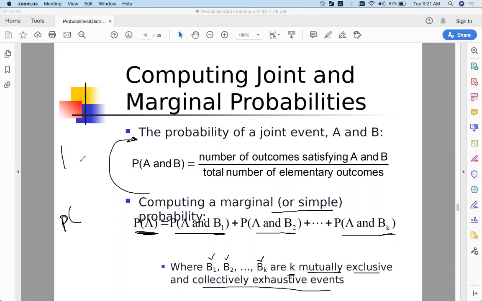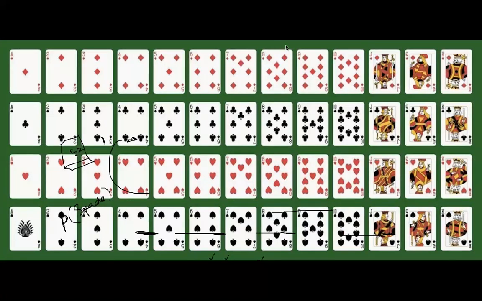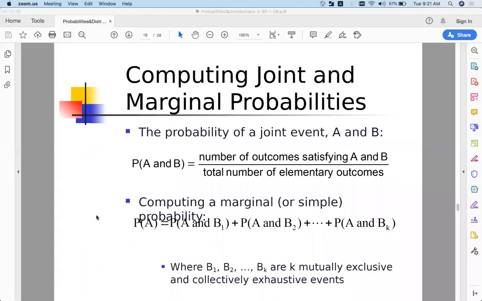Let's say you have a deck of 52 cards. So this is your 52 cards, and you draw one card. Okay, the probability of spade. So how many spades are there? 13. So probability of spade.